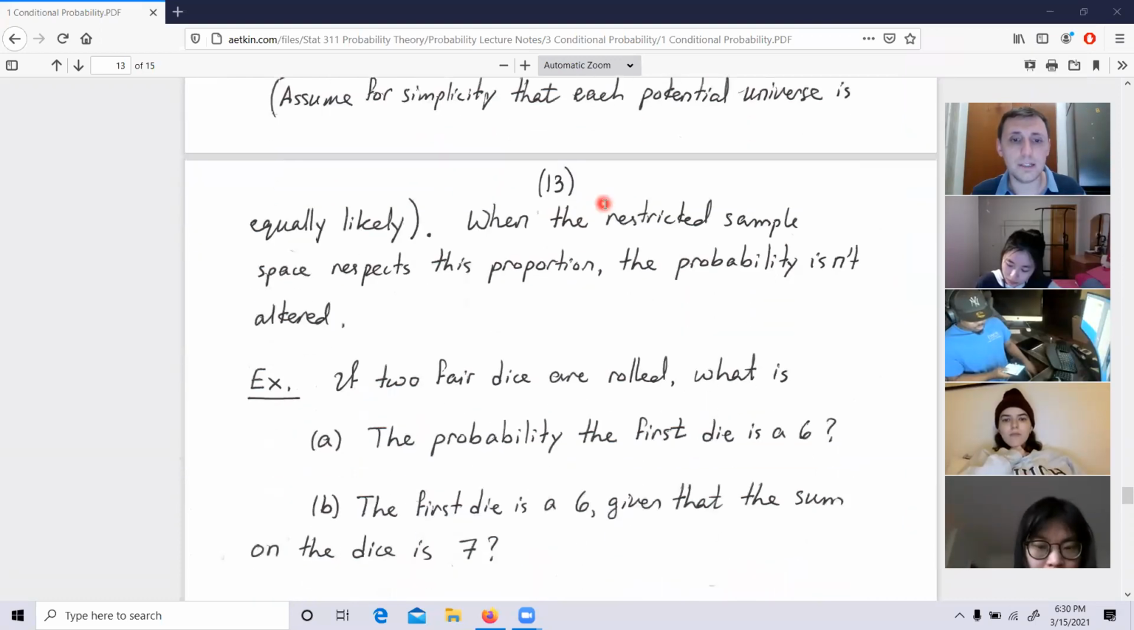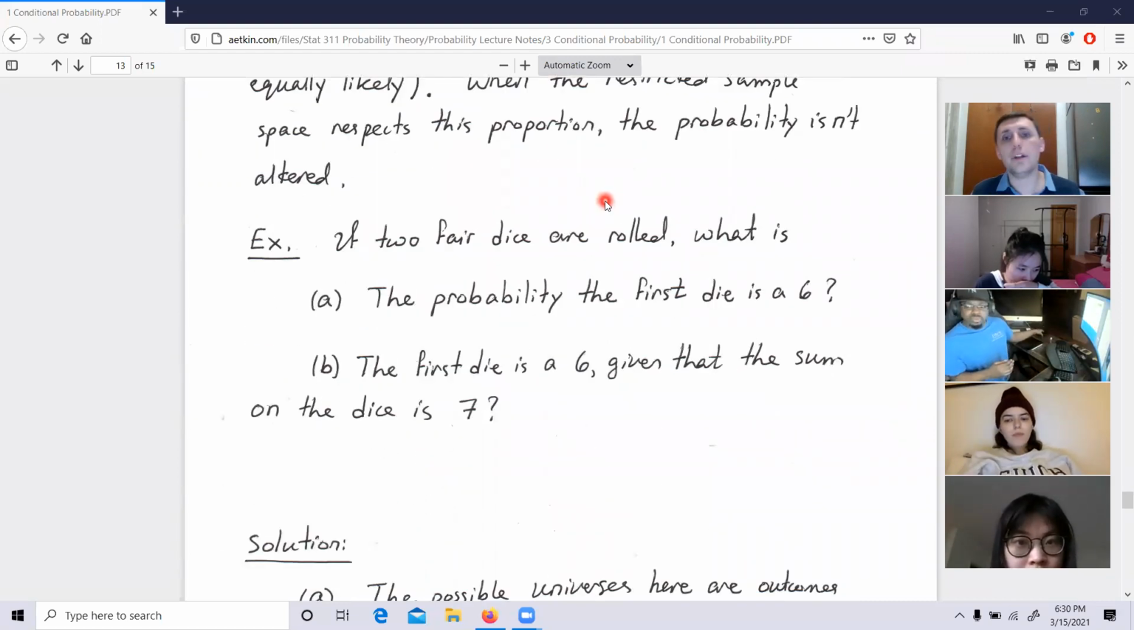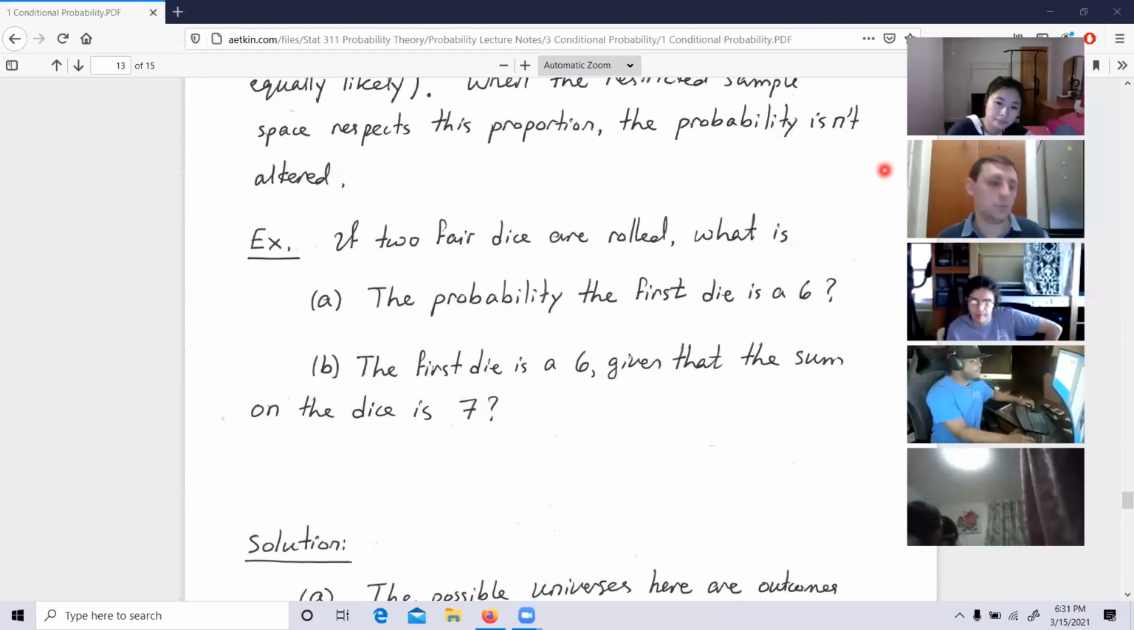Here is an example. Let's see if we do it. If 2 fair dice are rolled, what is the probability that A, the first die is a 6, given B, that the sum of the dice is 7? So it's a simple question, guys, but calculate. I think you would not have too much trouble there.